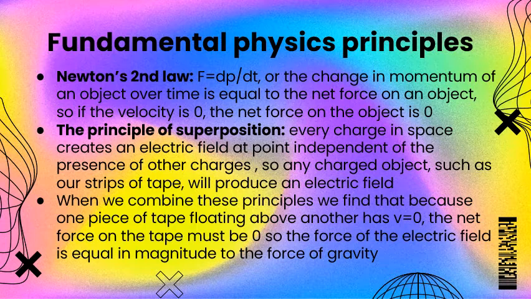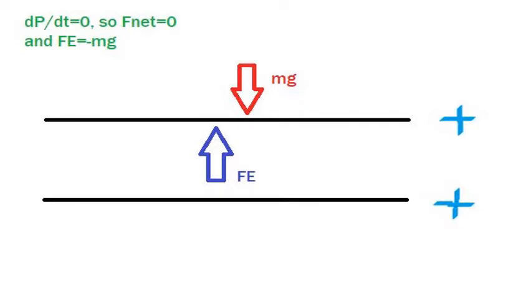So any charged object, such as our strips of tape, will produce an electric field. And when we combine these principles, we find that because one piece of tape floating above another has 0 velocity, the net force on the tape must also be 0, so the force of the electric field is equal in magnitude to the force of gravity. And here's an illustration I made to show that. You can see the force of the electric field in the positive y direction, and then the force of gravity in the negative y direction, and because these are in equilibrium, they are stationary, there's no motion, so we know the net force is 0.